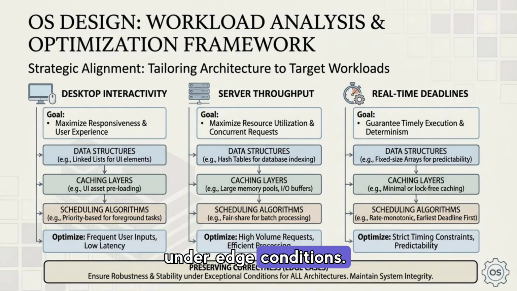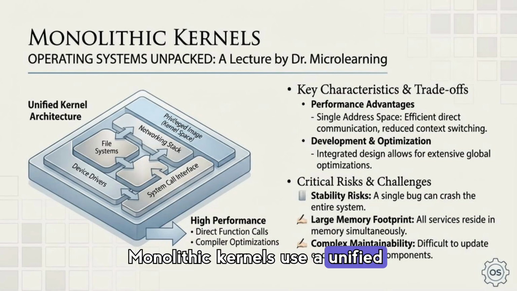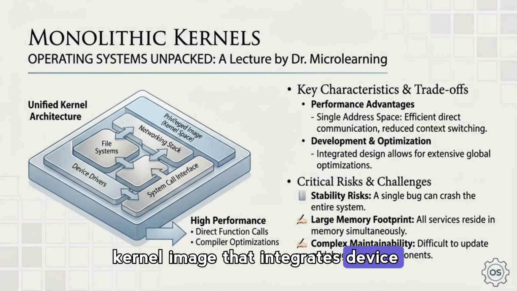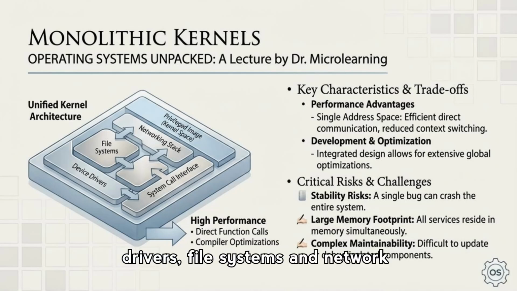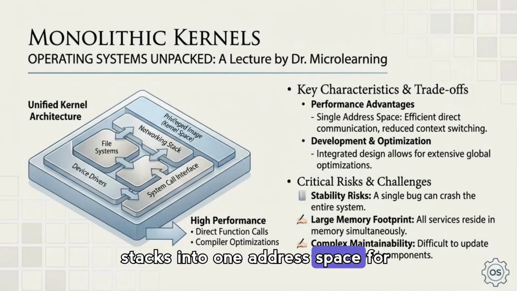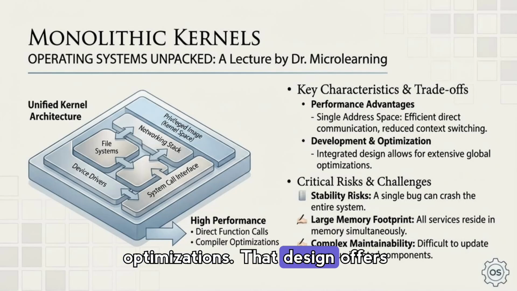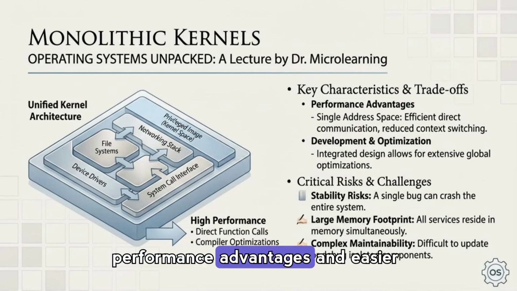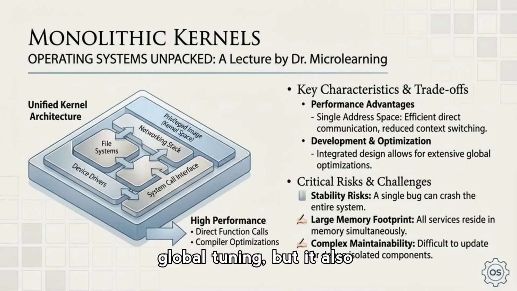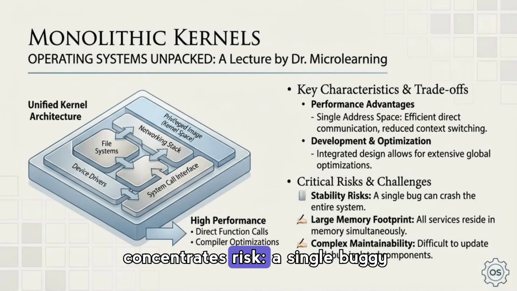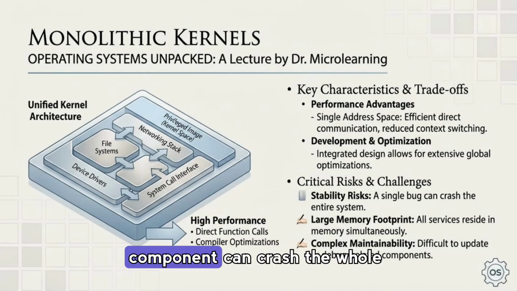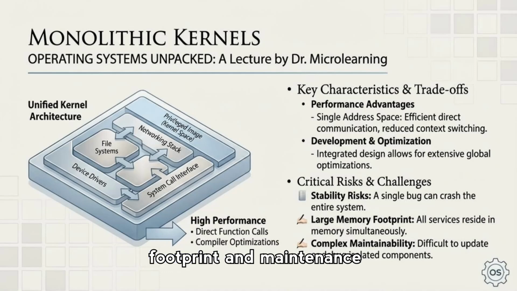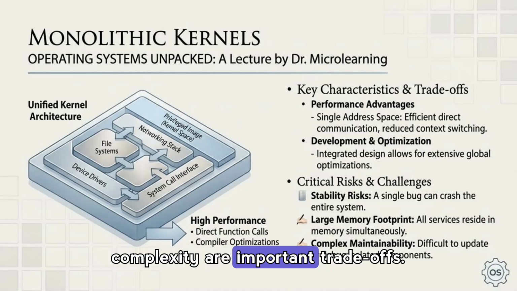correctness under edge conditions. Monolithic kernels use a unified kernel image that integrates device drivers, file systems, and network stacks into one address space for direct function calls and strong optimizations. That design offers performance advantages and easier global tuning, but it also concentrates risk. A single buggy component can crash the whole system, and the large memory footprint and maintenance complexity are important trade-offs.